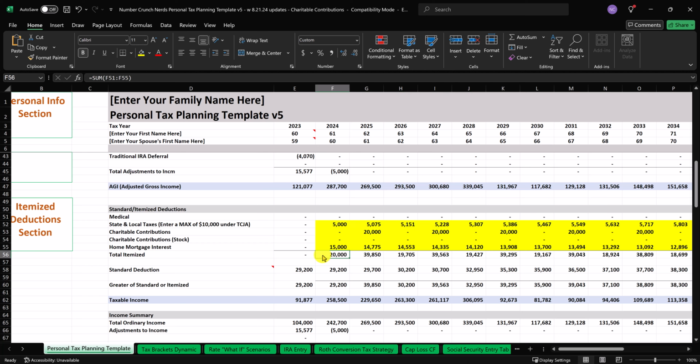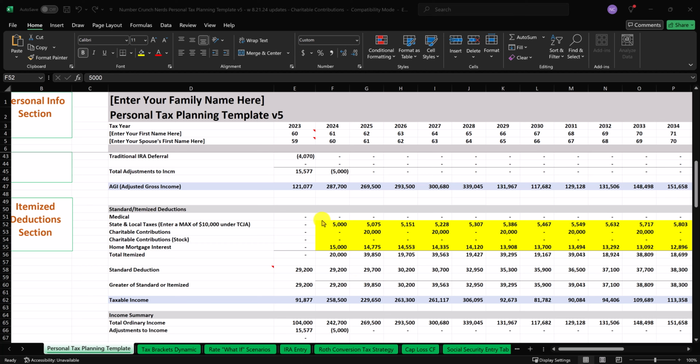out, where in 2024 we had $20,000 of total itemized versus the standard deduction of $29,200. And so we went with the standard deduction. On the other hand, in 2025, we have $39,850 right now in itemized versus a projected standard deduction of $29,700 for 2025. We have to project it because the actual amount hasn't been announced yet for 2025, resulting in us taking the itemized deductions of the $39,850.